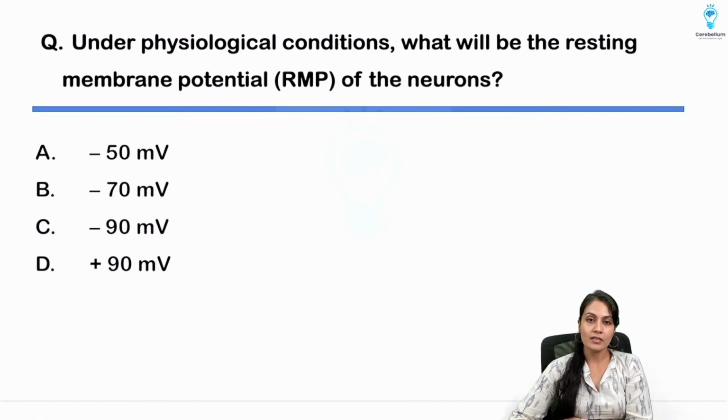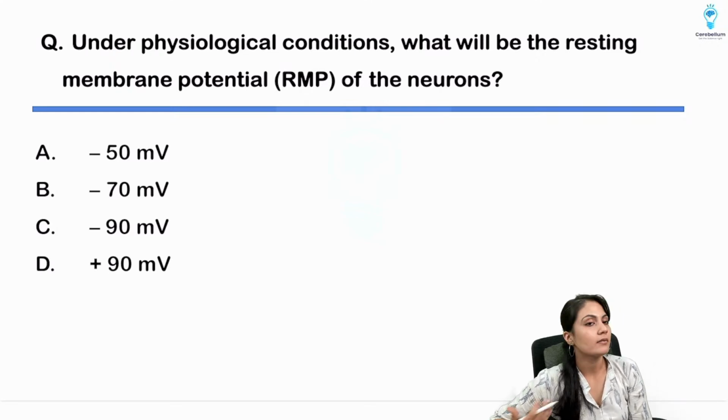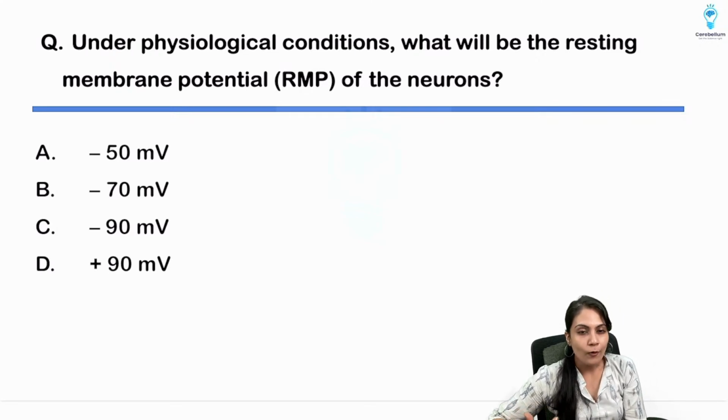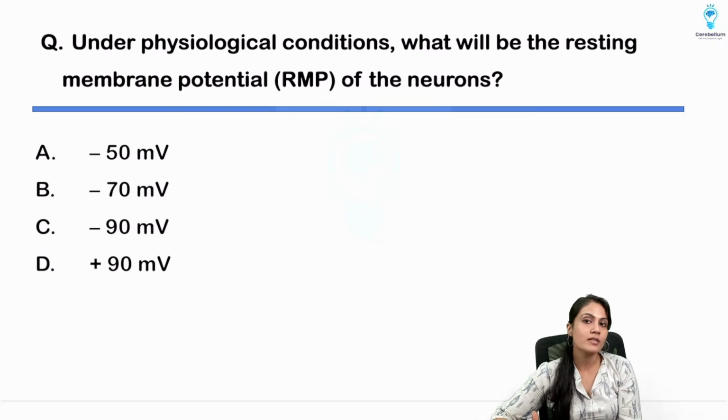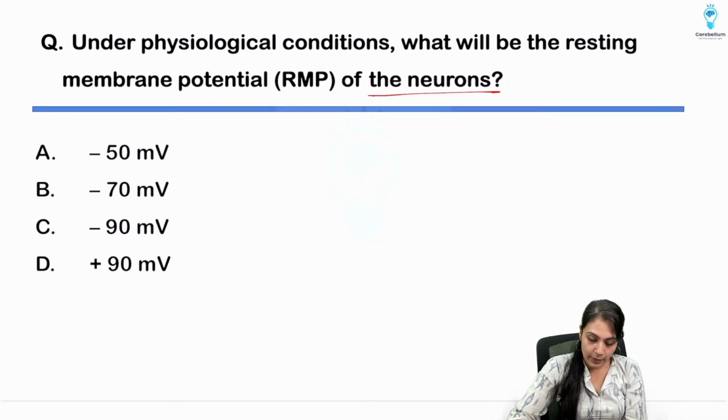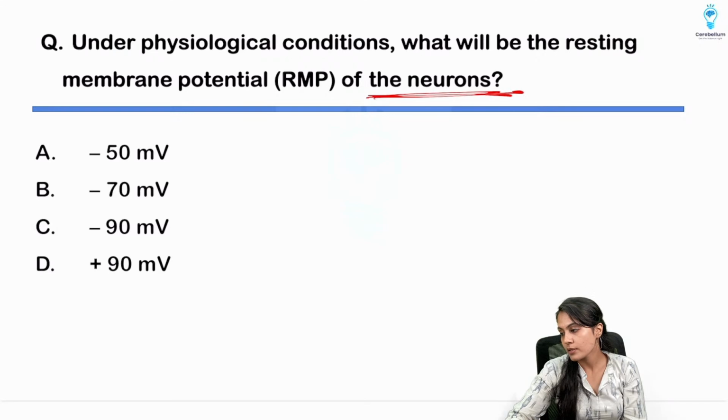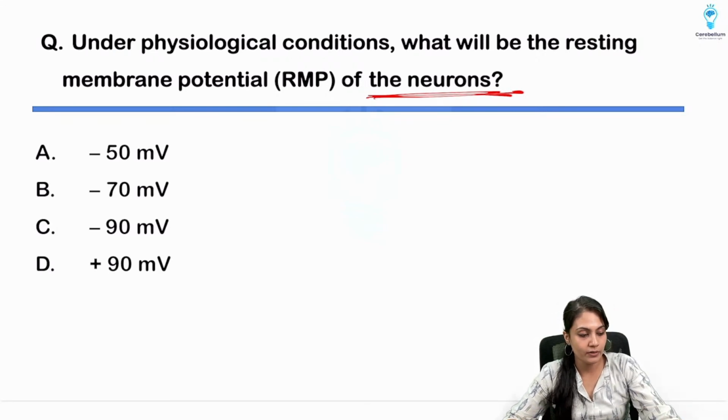Guys, give me the answers quickly. I know there is some lag maybe, but give me the answer so that it will be a bit motivating for me also to discuss the questions at the end, which are very, very important kind of a practice, right? Under physiological condition, what will be the resting membrane potential of the neurons? Tell me, what is the resting membrane potential of the neurons? We have discussed that in today's class itself. Yes, please, I'm waiting for your answers, guys.